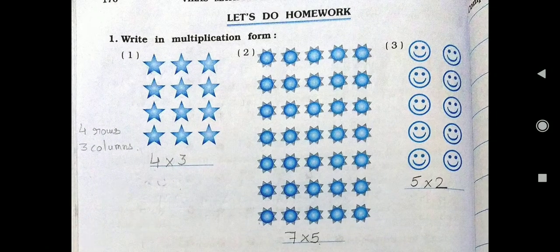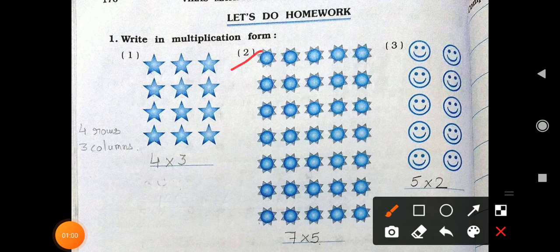Then see the second one. Here is another shape, like a sun. Here in a row there are 1, 2, 3, 4, 5, 6, 7. So write here 7, and in a column 5. So 7 multiply with 5, total is 35. So if you count, you will get 35 total sun pictures.